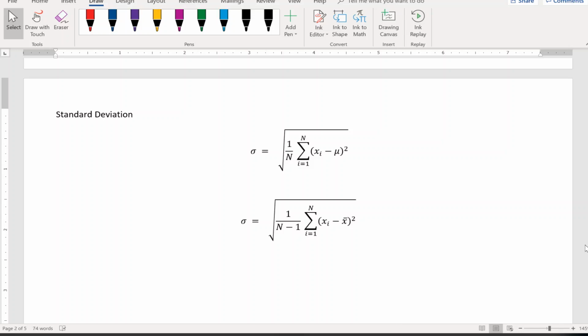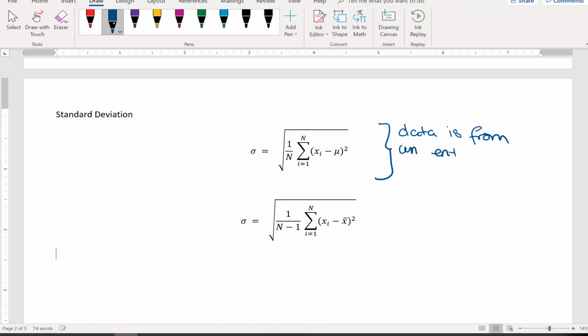In the previous lesson, we talked about standard deviation and how standard deviation helps us describe the way data values are clustered around the mean. So now there are two formulas for standard deviation, and the first one here is used when our data is from an entire population. There's not much difference between them, but enough to change the standard deviation slightly.